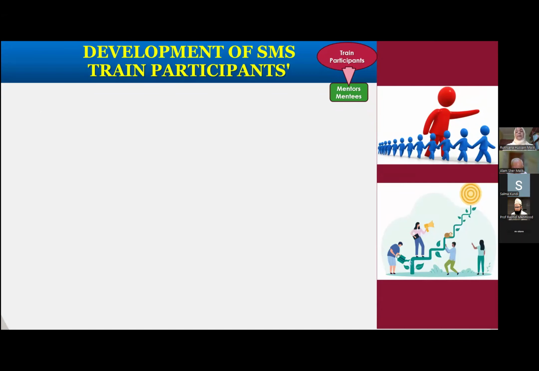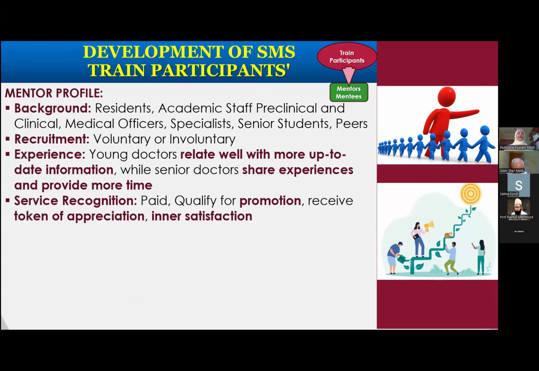Then the training of the participants is the next stop. The mentor's profile, the background, whether they are residents, academic staff, preclinical, clinical, medical officers, specialists, senior students, peers. We have to train all of them because they are from different backgrounds, and they need some sort of information to gel with the mentoring system of the university. The recruitment can be voluntary or involuntary. If they are voluntary, that is a goodwill gesture. If they are involuntary and they have been asked to, then probably they need some sort of remuneration or benefits.